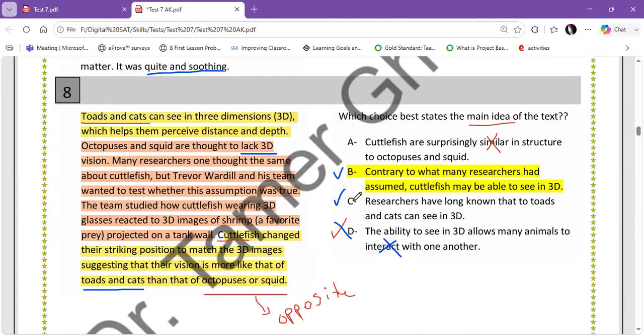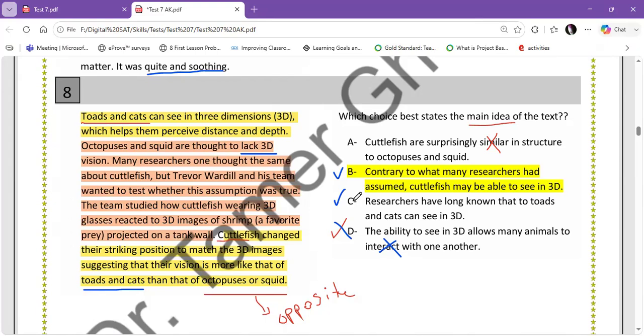So he said toads and cats can see in 3D, which helps them perceive distance and depth. Octopuses and squid are thought to lack 3D. They lack it, they don't have that vision. Many researchers once thought the same about cuttlefish. They thought before that cuttlefish were like that. But Trevor Wardle and his team wanted to test whether this assumption was true, that they are like octopus and squid and lack 3D. The team studied how cuttlefish wearing 3D glasses reacted to 3D images of shrimp, a favorite prey, projected on a tank wall.